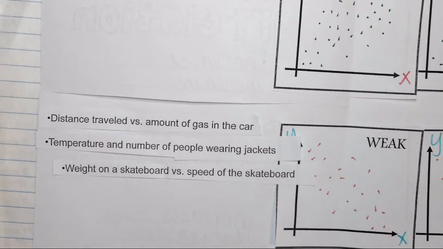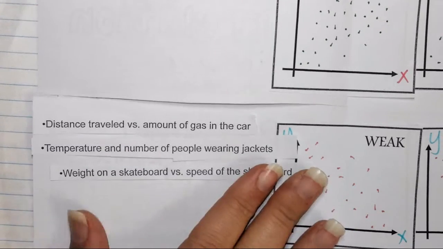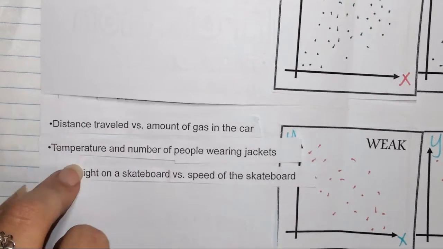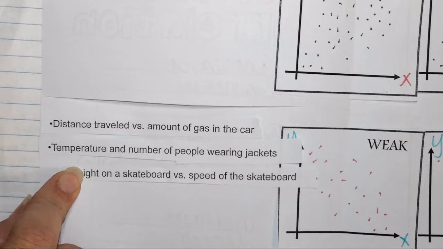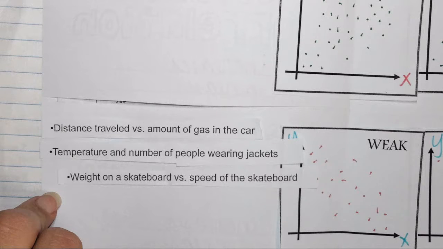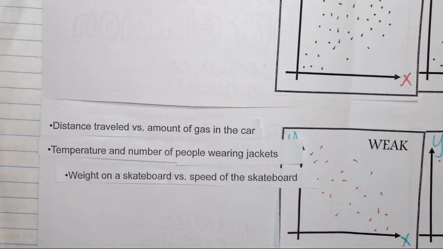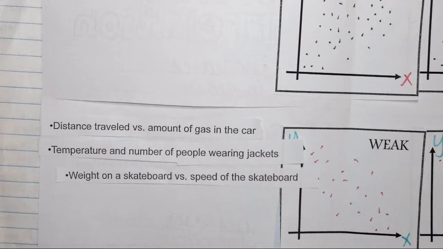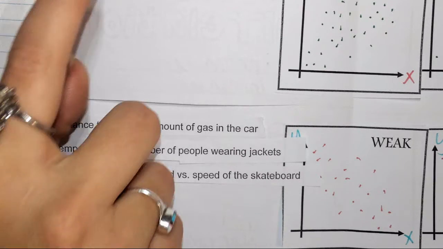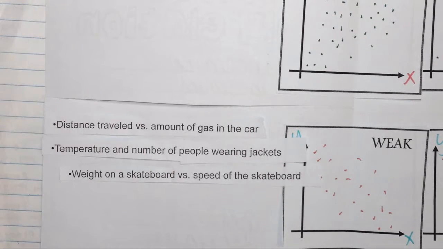Negative. Temperature and number of jackets. Okay, guys, everybody look at the board. These three are negative. So please make sure you have these three glued down. We don't need to talk. I just need these three glued down. We have one on no correlation, which is test scores versus shoe size. And we have one on positive, hours of studying versus grades. That's all we have right now.